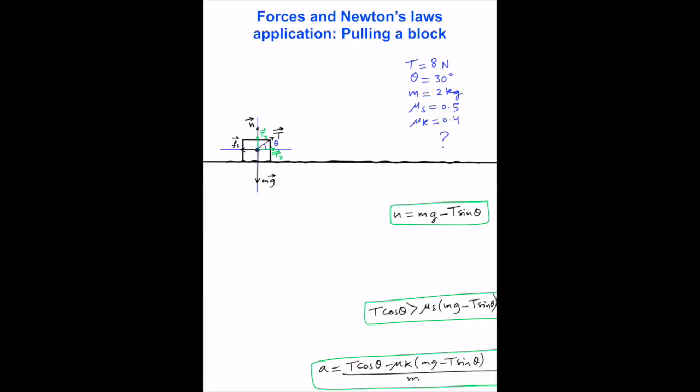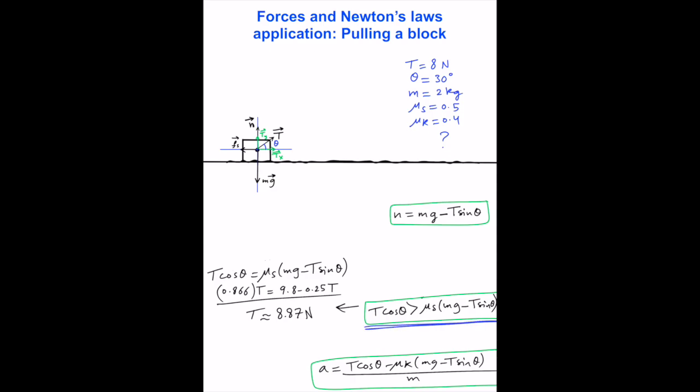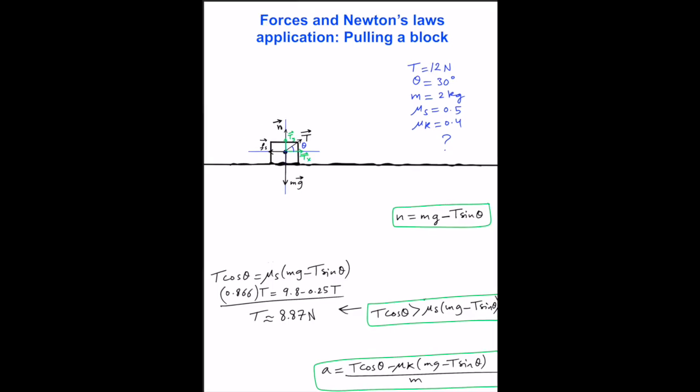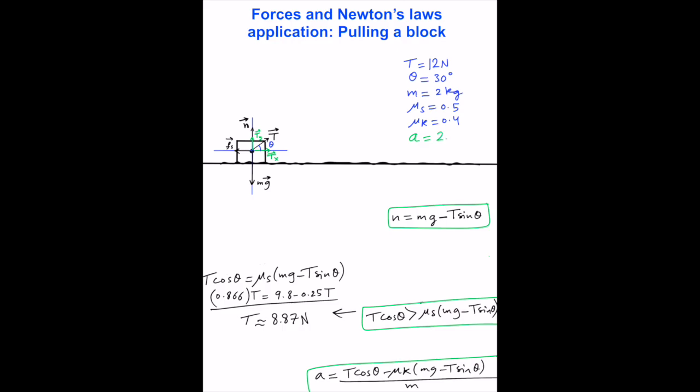So now suppose that the tension in the rope is 8 newtons at an angle of 30 degrees, the mass of the block is 2 kilograms, and the coefficient of static friction is 0.5 and of kinetic friction is 0.4. So will the block move? From this equation you can calculate the minimum tension for the block to start moving, which is 8.87 newtons. So the block is not moving. But if we increase the tension to 12 newtons, it will start moving at an acceleration of 2.48 meters per second squared.